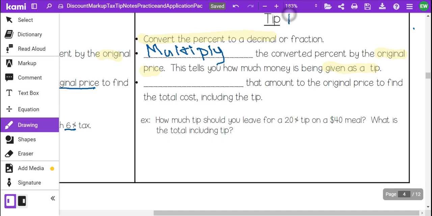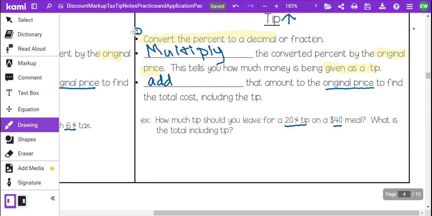And since tip is extra on top of the bill, we are increasing again. So convert the percent to a decimal, multiply the percent by the original price, and we are going to add that again to the original price to find the total cost including tip. Alright, let's look at the problem. How much tip should you leave for 20% tip on a $40 meal? So I've got the tip and the original price.